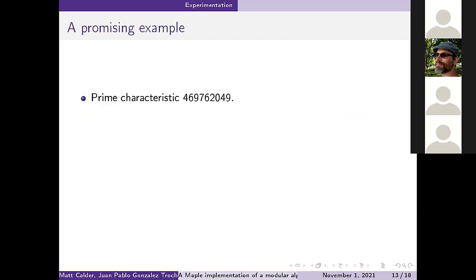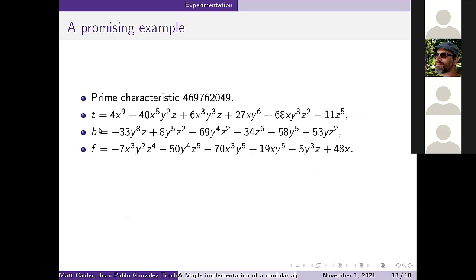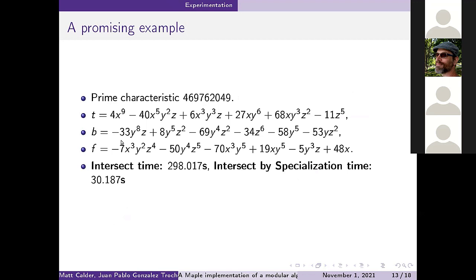Our experimentations. First, consider the prime characteristic that we have here. If we input the polynomials T, B, and F of degree 9, this one that we have here, we will see that the intersect time of the current algorithm is near 300 seconds. The modular method that we are proposing is just 30 seconds. And we see that this is a really promising example of what we can do with this modular method.